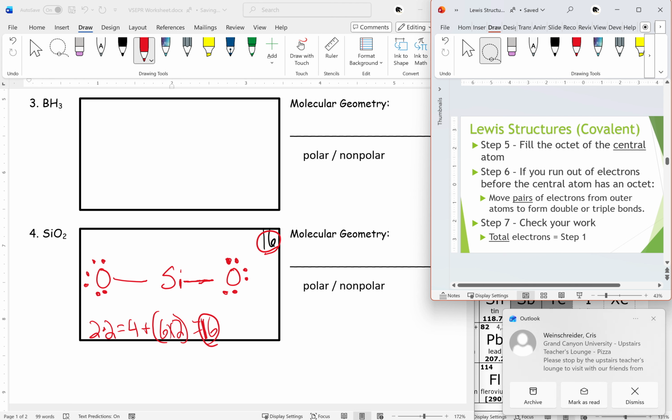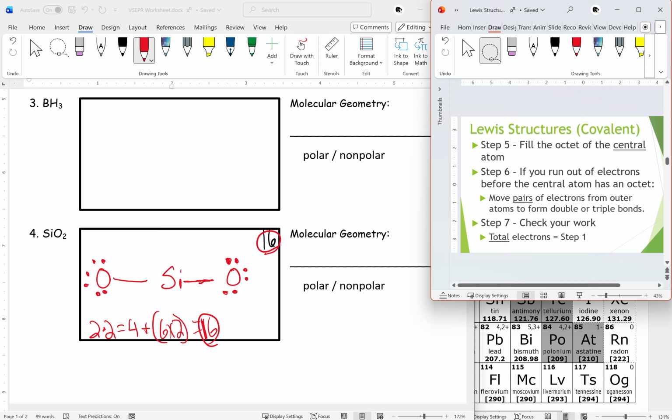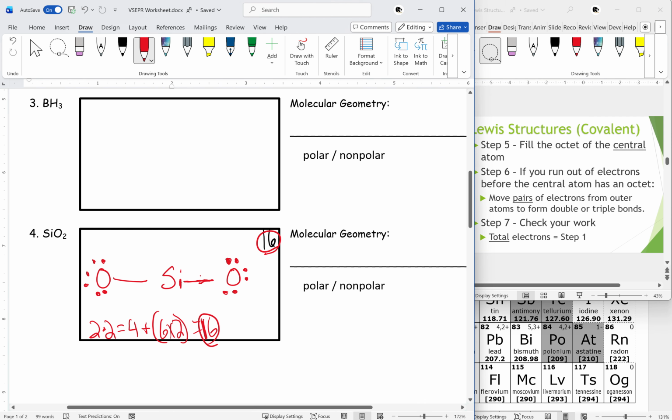Step 5 is to fill the octet of the central, but again, we're out of electrons. So step 6 says if you run out, you will take a pair from the outer one and make a double bond or a triple bond, as the case may be. You just keep doing that until you get to the octet. Silicon currently has 4 electrons. It's got 1 bond here and 1 bond here, so each bond is 2, and it needs 8. So we're going to take one of these pairs, it doesn't matter which one, I just take the top first, and we're going to take it away, and then it will become a double bond here.